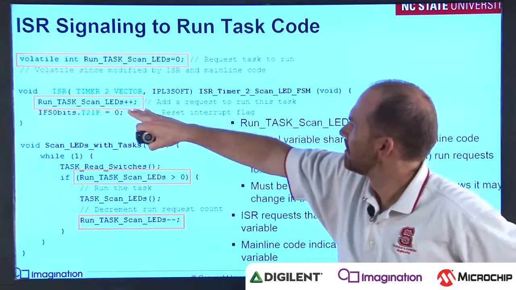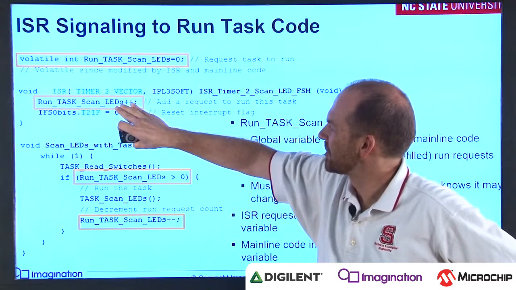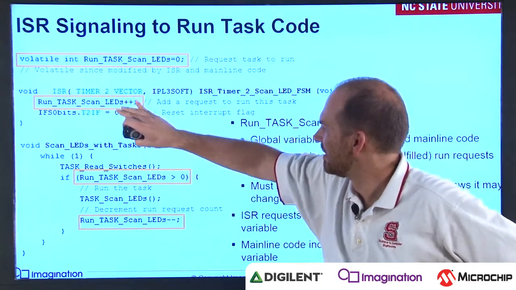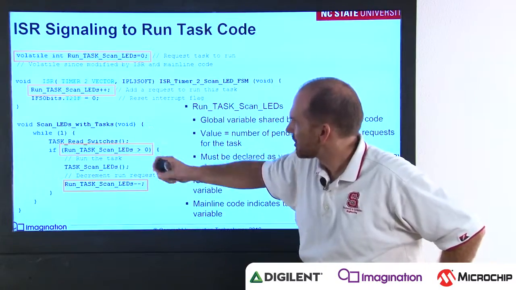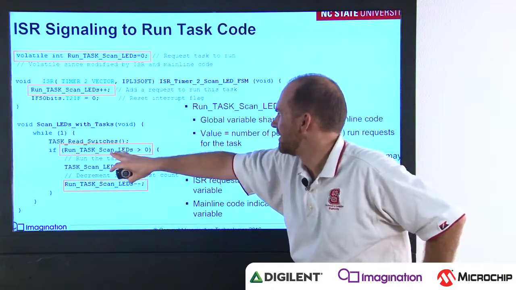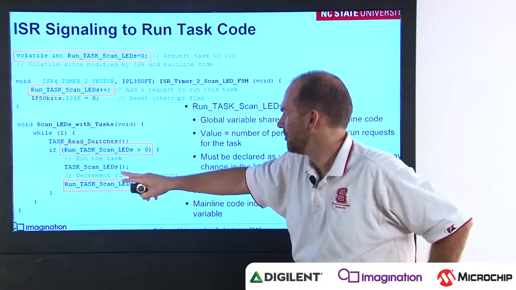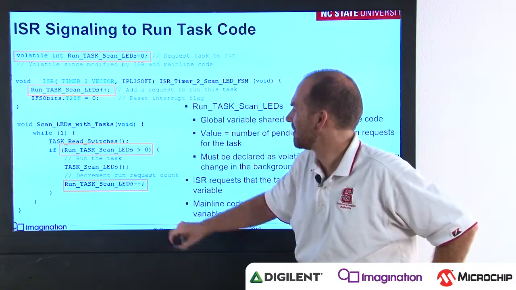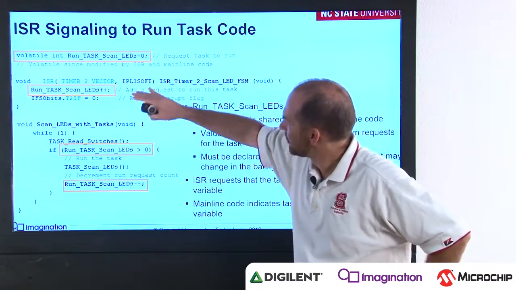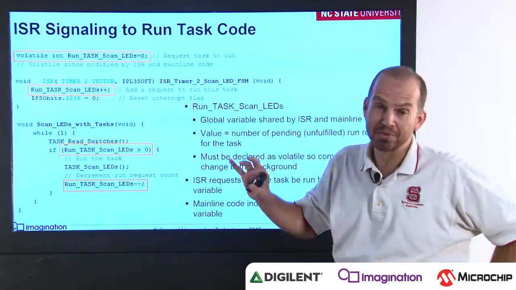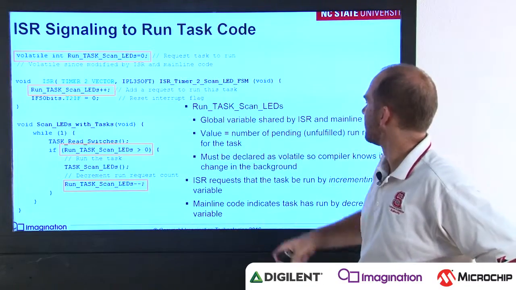So in this case, the interrupt service routine, each time it runs, will increment this run task scan LEDs variable, and this scan LEDs with task function is acting as the scheduler, and if it's been requested to scan the LEDs, it will do that and then decrement the variable that indicates how many times it's been requested. So this is one mechanism for communication between the interrupt service routine and the mainline code.